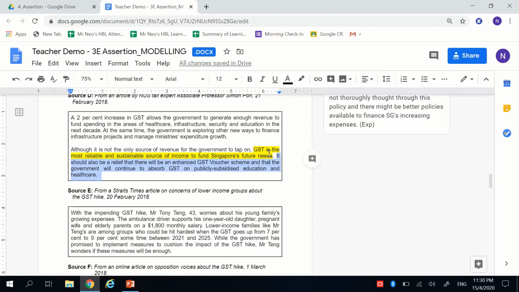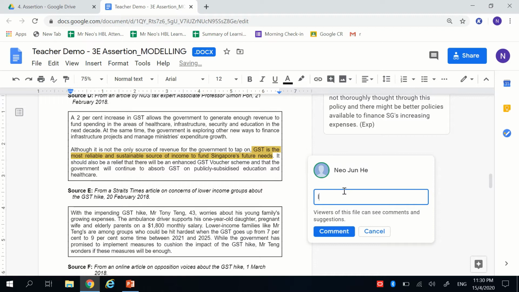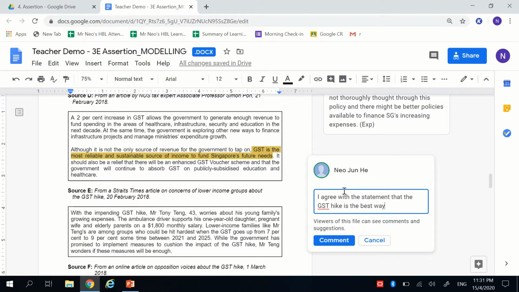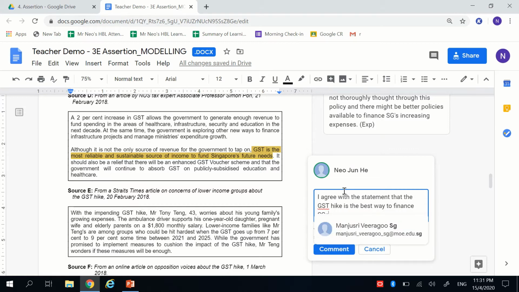So with this highlighted evidence, I think that it is very clear that the GST hike is the best way to finance our needs. I shall conclude, I agree with the statement and repeat it, that the GST hike is the best way to finance Singapore's increasing expenditure.